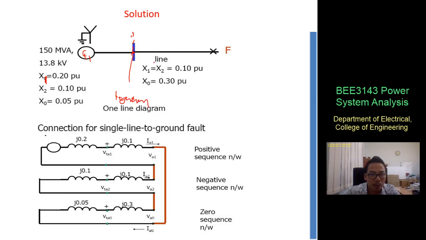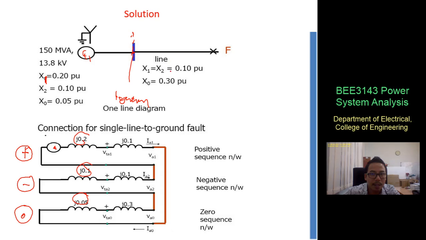So we separate it into two parts. The generator part is here. We have the generator as positive sequence, negative sequence, and zero sequence, where this is 0.2, this is 0.1, and this is 0.05. Okay, and then we're going to have the line.